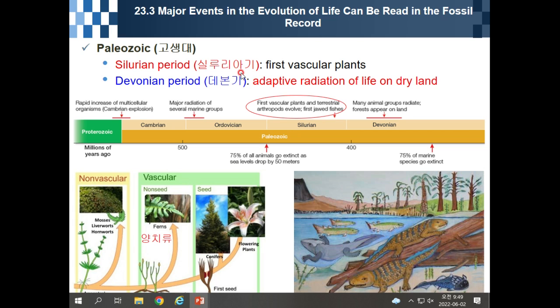So at that time, the first vascular plants appeared. Vascular, okay? For example, mosses are non-vascular, but ferns, especially in Korean, we call it as gosari, ferns, they are vascular. So first vascular plant is shown in the Silurian period.